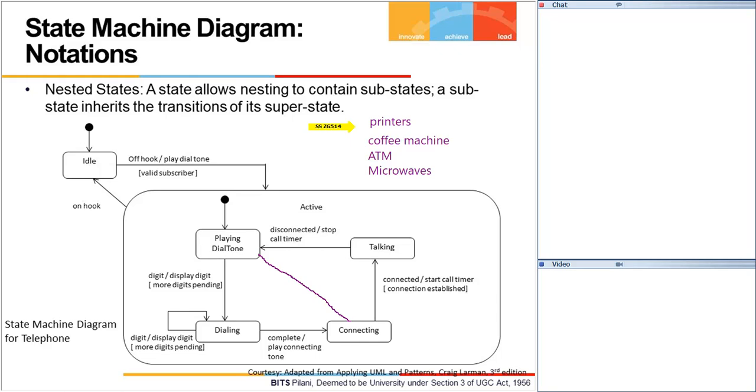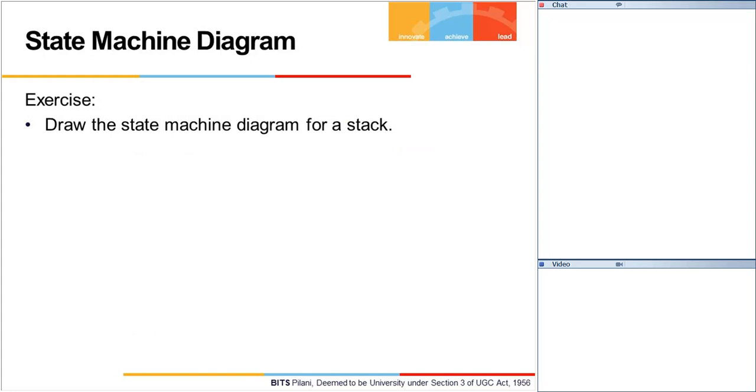Fine. Let us move to the next diagram, and then you will understand the state machine diagram in a much better way, right? So let me just move ahead. This is the exercise. Let us draw the state machine diagram for a stack. Right? So the idea is to draw the state machine diagram for a stack. All the examples that I had given to you, you can go through, are state machine diagrams of systems or subsystems.